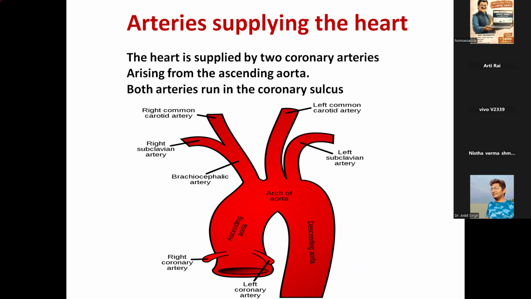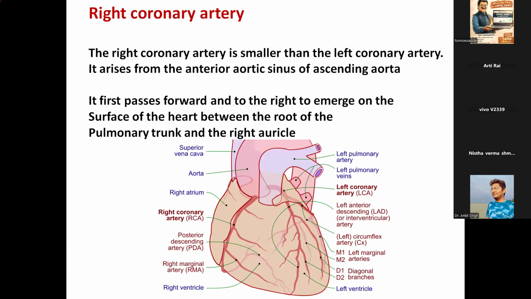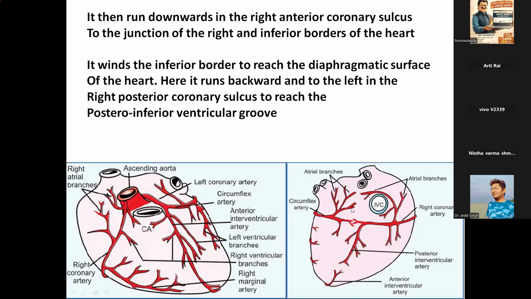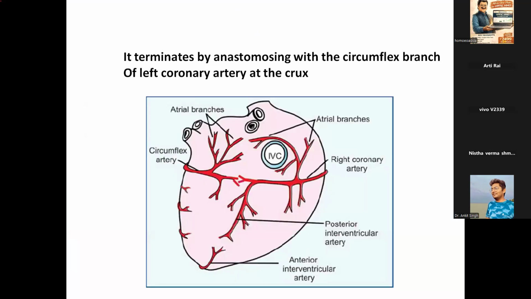So again, the right coronary artery, a branch of the ascending aorta, emerges on the sternocostal surface of the heart between the pulmonary trunk and the right auricle. It then runs on the right coronary sulcus, the right anterior coronary sulcus. It runs up to the inferior border, then goes on the posterior side, and it runs on the posterior coronary sulcus, the right posterior coronary sulcus, and finally running up to the posterior interventricular groove. It terminates by anastomosing with the circumflex branch of the left coronary artery at the crux.